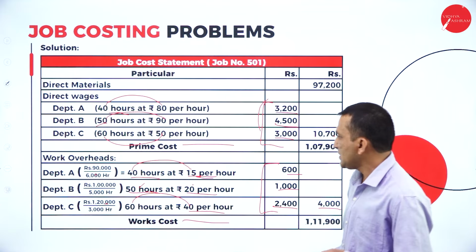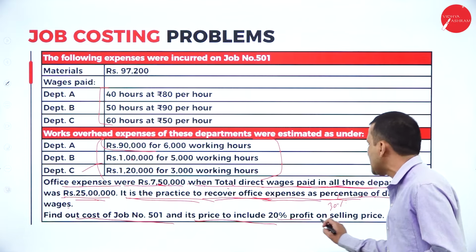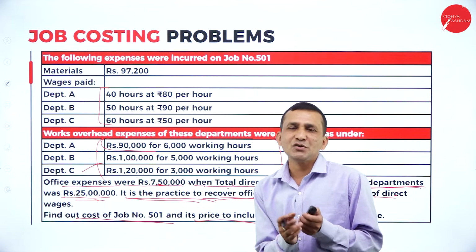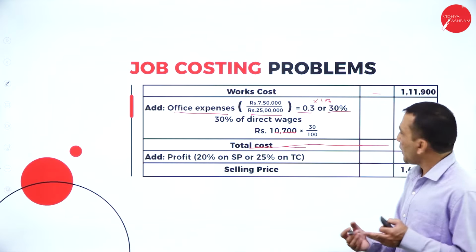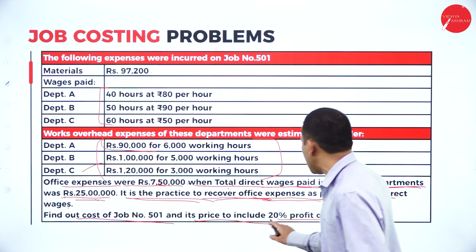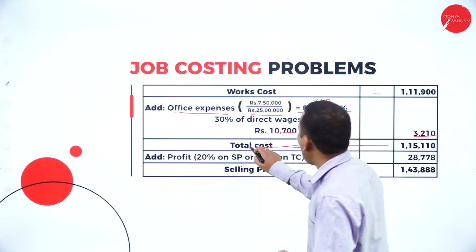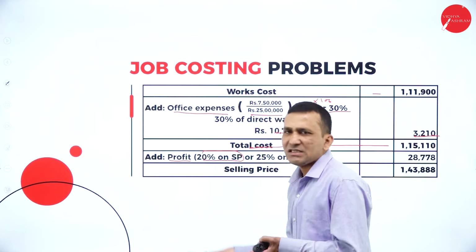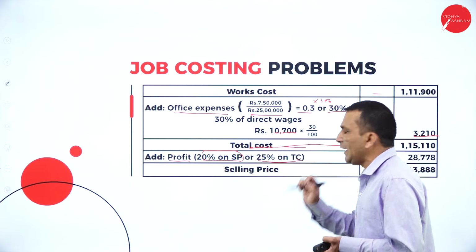Moving to the question: to find out the job cost, the price is to include 20% of profit on the selling price. Here also the selling price is missing. We have two options to calculate. One is, after getting the total cost of 1,15,110, add profit. In the question they specified 20% profit on selling price. Selling price we don't know, so with the help of total cost we can easily find out. Selling price is not given in the question, but 25% we need to calculate on the total cost.